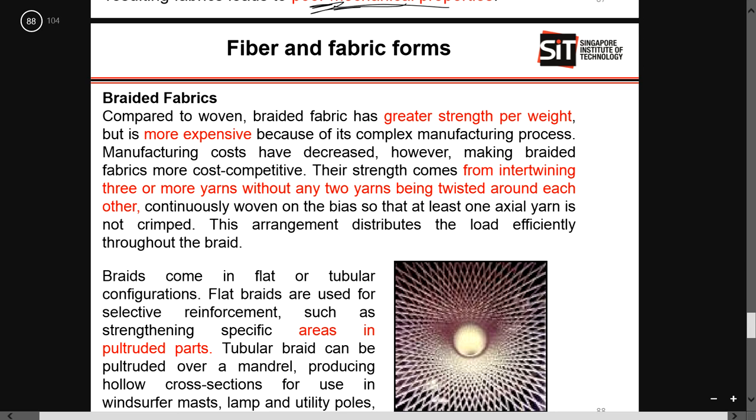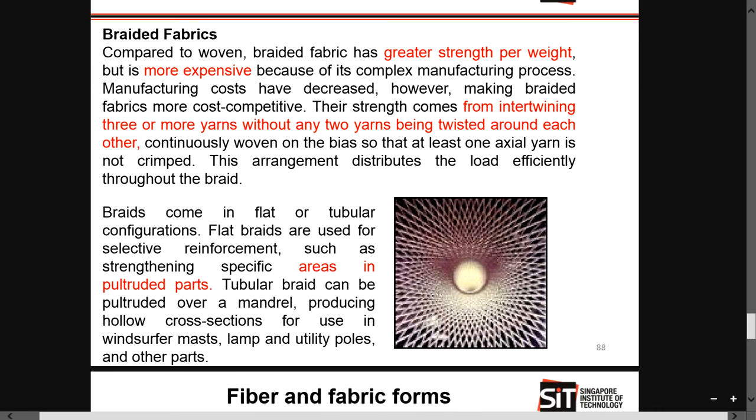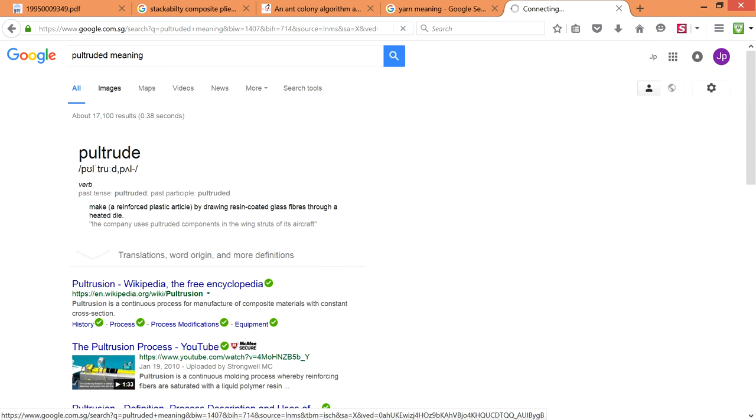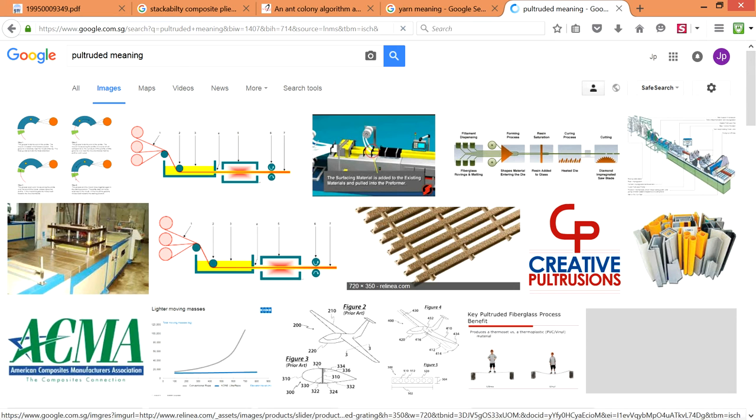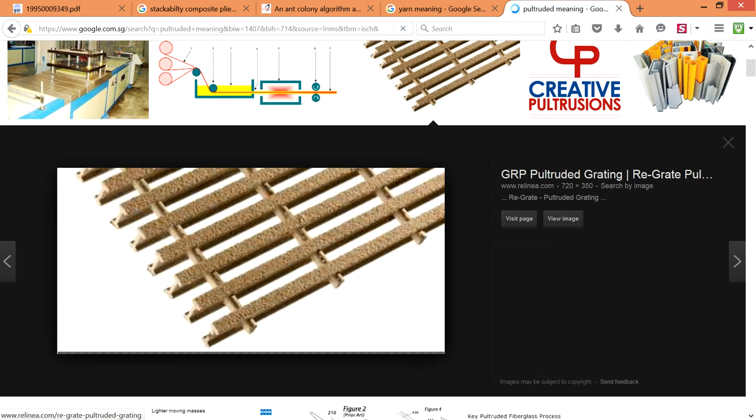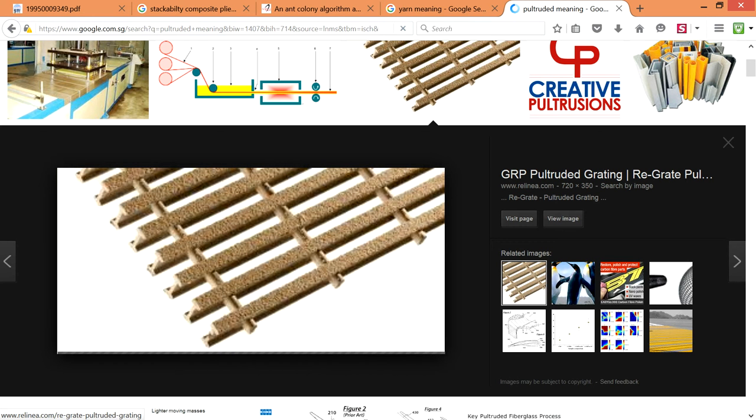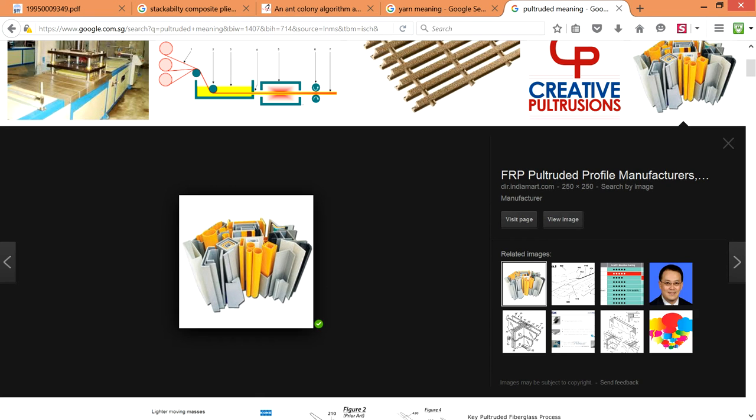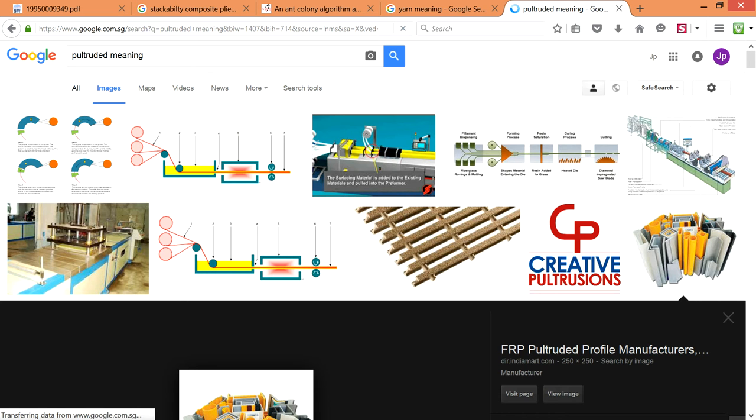And then braided fabrics, I think you can see for yourself already. It's very nice, it's a very netted form. So the keyword over here is protruded parts. A protruded part, if you were to take a look, is something like your H beam or your T beam. These are all protruded materials, because they have a constant cross section.